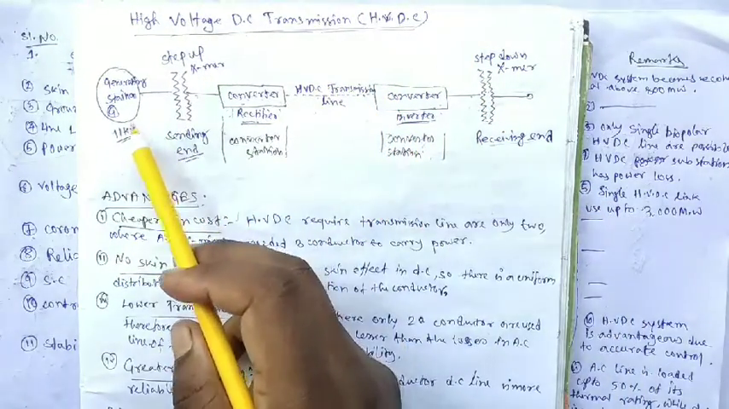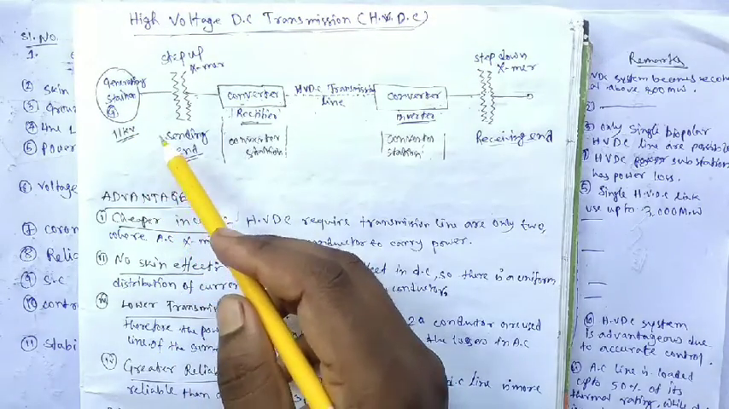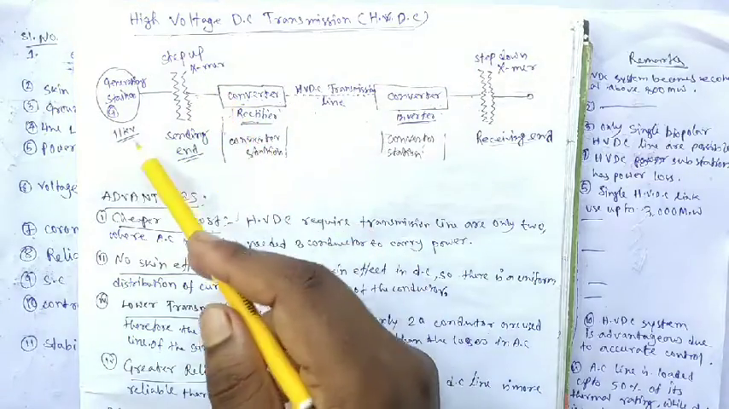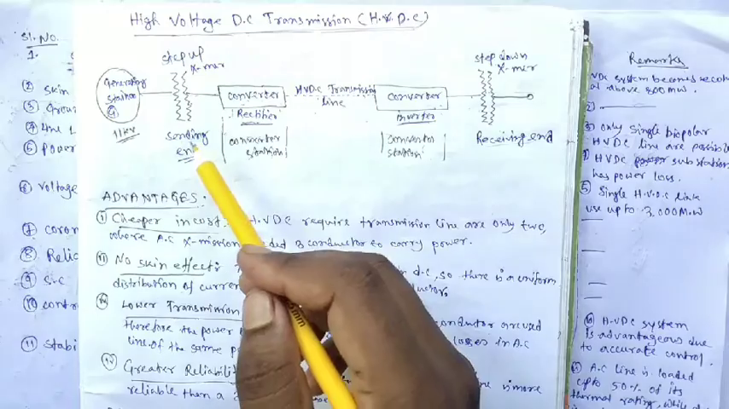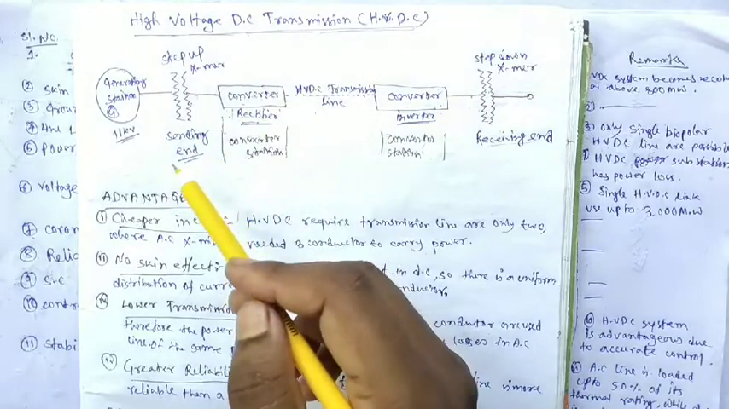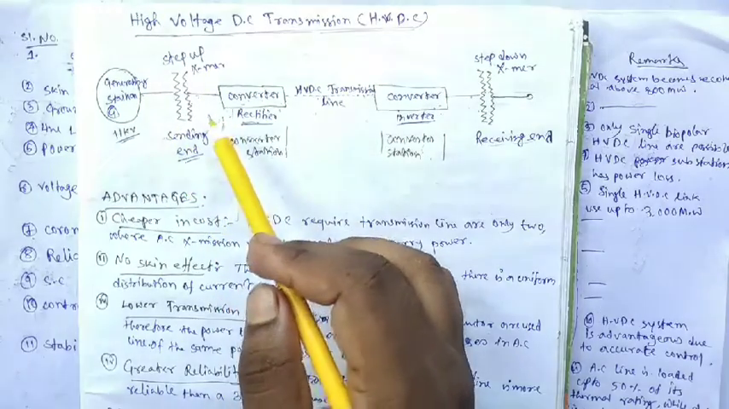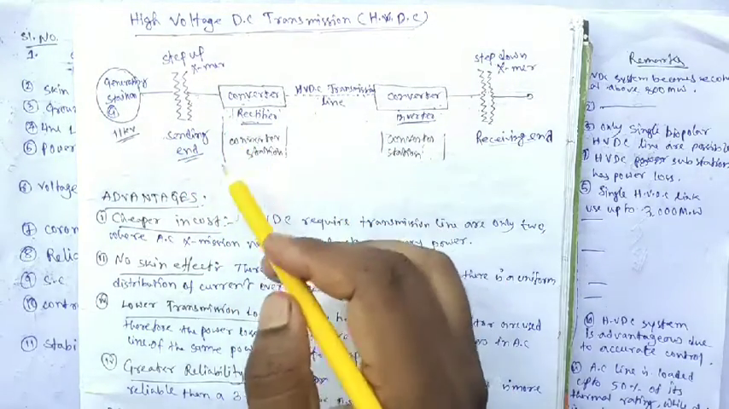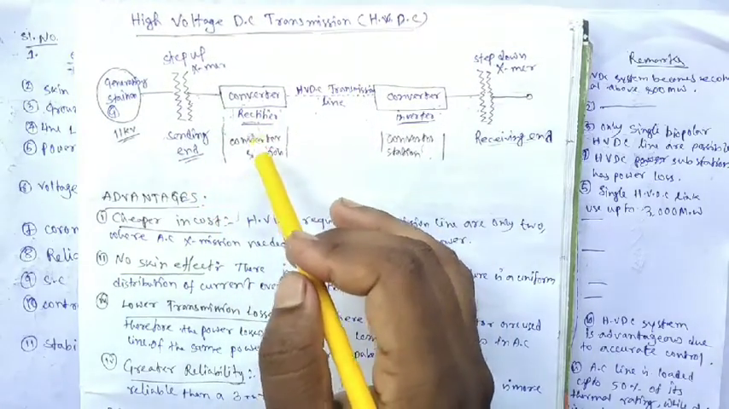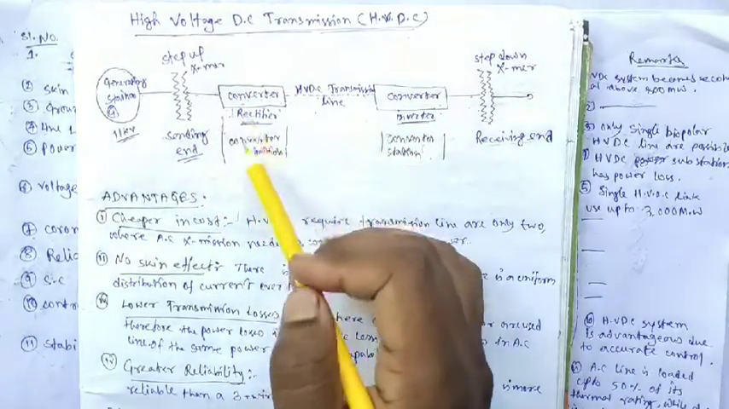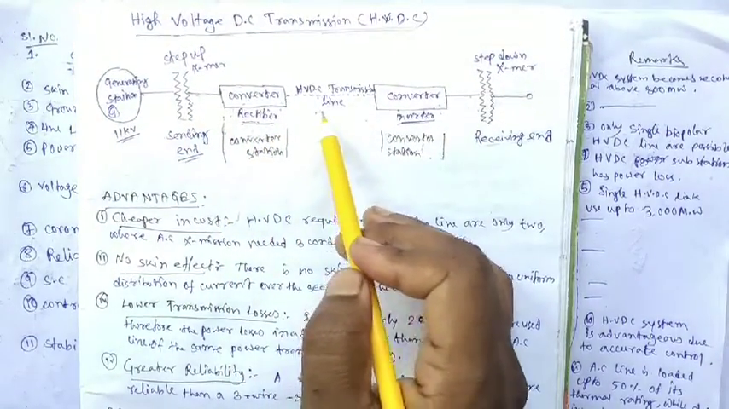The generating station produces 11 kV supply. Then we step up the 11 kV supply to 132 kV or higher, meaning 232 kV or above, using a step up transformer. Then this AC power is converted into DC by a converter. Which type of converter converts AC into DC? Only a rectifier. That means this substation converts high voltage AC into high voltage DC.